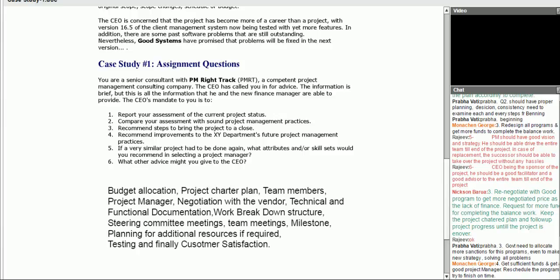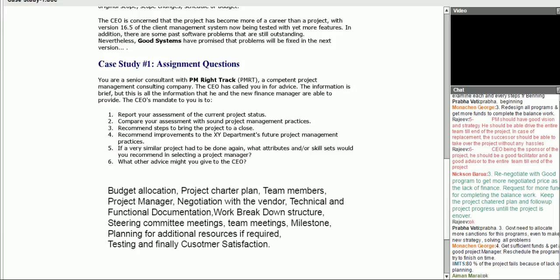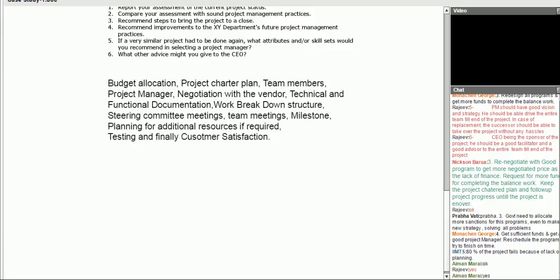80% of projects fail because of lack of planning. Okay, clear to everybody? Shall we move on to the next case now? Shall I go to the next case?